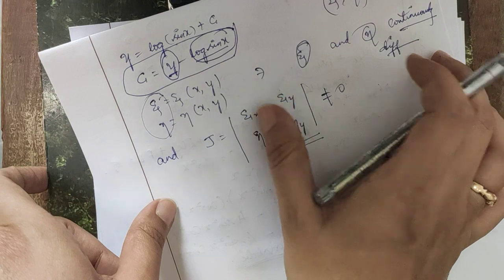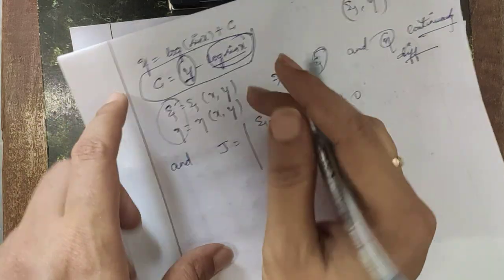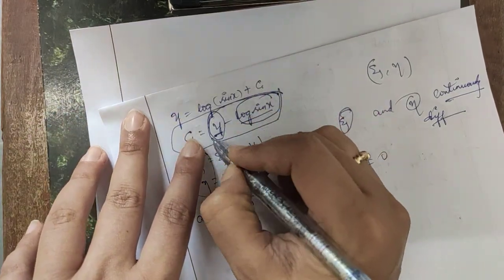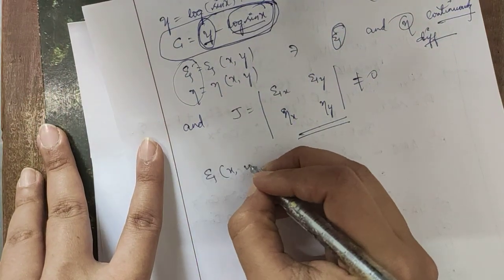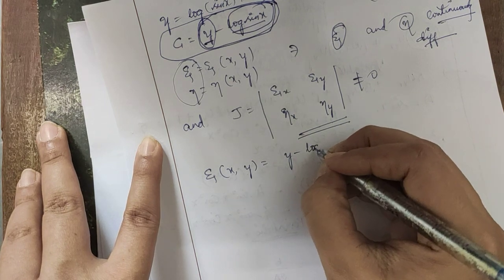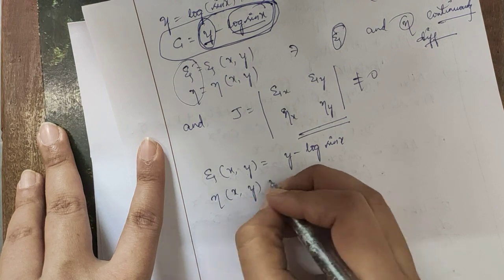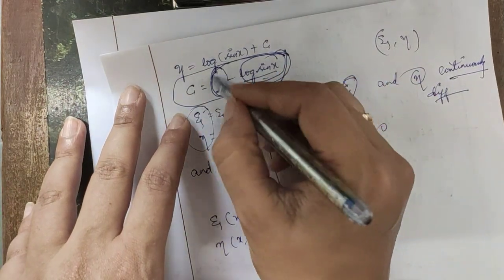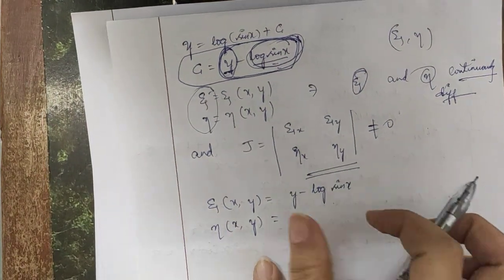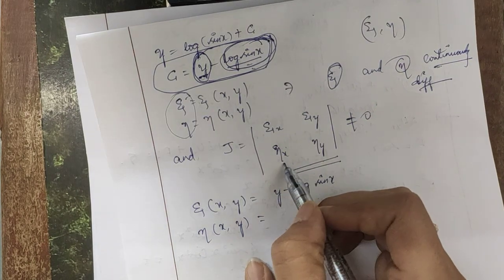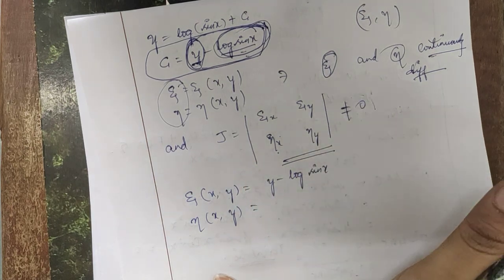Okay. So now from this, I will repeat once again. This whole function will be xi of x comma y. Okay, I will write it here. So xi of x comma y will be y minus log sin x. Eta of x comma y, you can choose any of these two, either y or log of sin x. So you can consider any of these two for the value of eta, but if you take the determinant of those differentials, it should not be equal to 0.